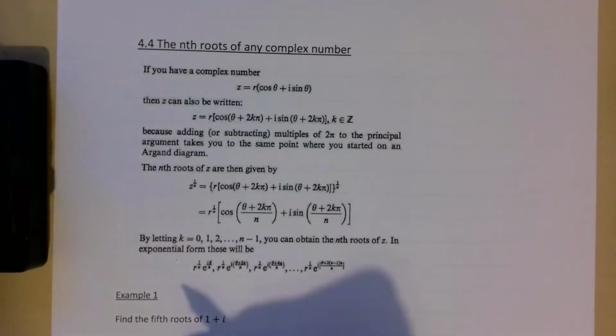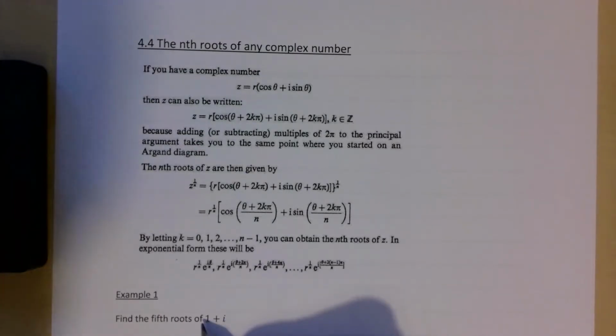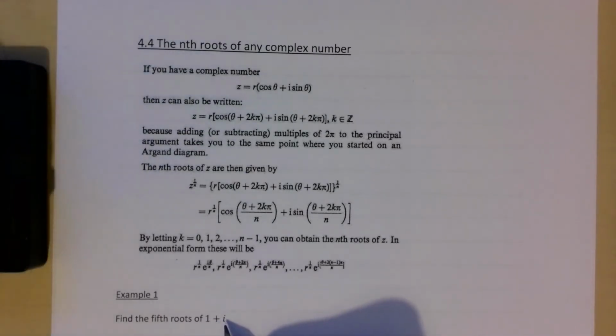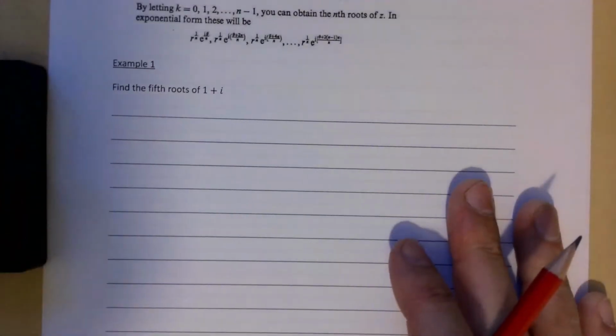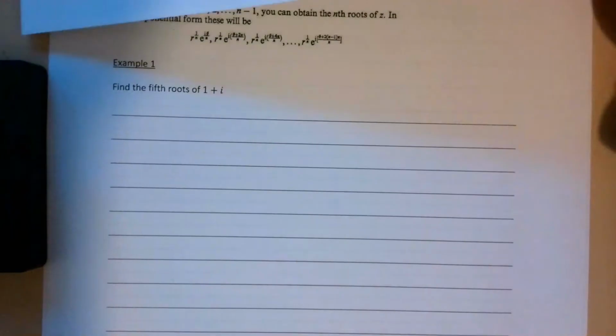So find the fifth root of 1 plus i. What is it we're doing? We're trying to find numbers that, whenever you multiply them by themselves 5 times, you end up with 1 plus i. We're just going to follow this wee technique to try and do it, so hopefully that'll make sense to you.